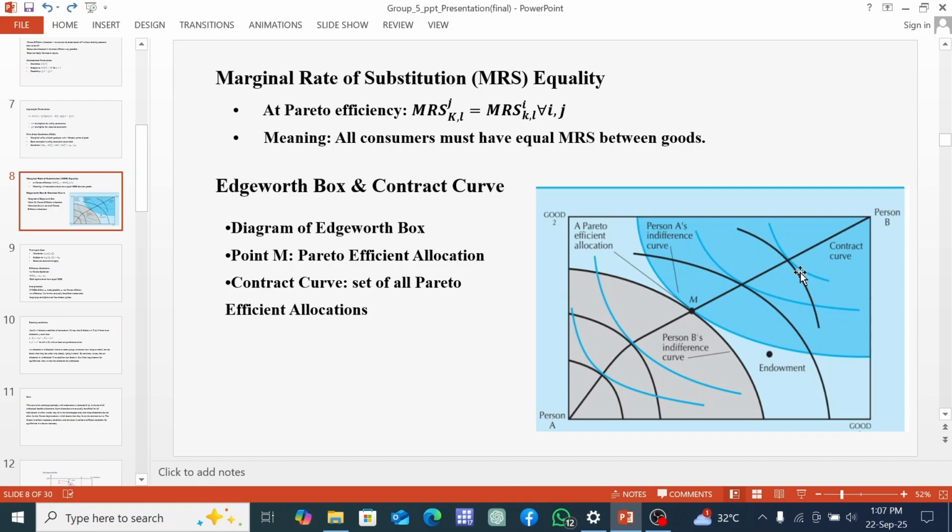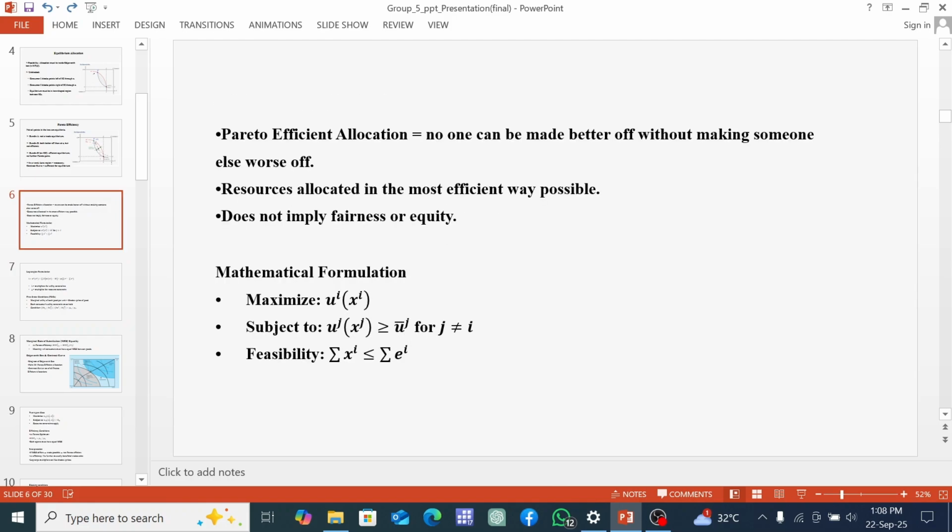If we see this graph and consider two extreme cases, like this point and that point, if person 1 is getting all the goods and person B is getting nothing, it is also an efficient point because it is a part of the contract curve. From the society's perspective, the society's welfare is maximized, although there is inequality existing in the society because person B is getting nothing, right? So it doesn't imply fairness or equity.